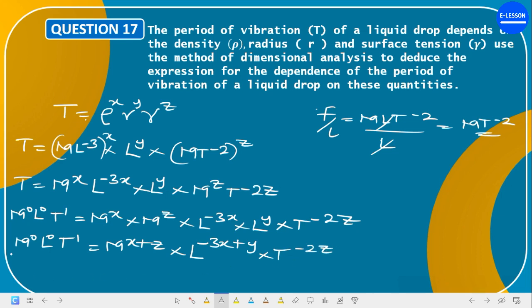And then finally, what are we going to have? You have M to the power of 0 is equal to M to the power of x plus z. Compare both sides of the equation. This cancels this. I'm very fast because I expect you to do this yourself. This gives us x plus z is equal to 0, equation 1. Okay? Now, the next one we are going to compare is this.